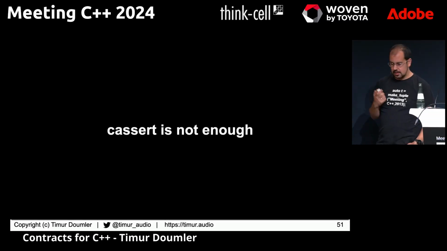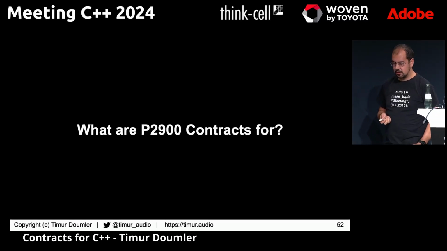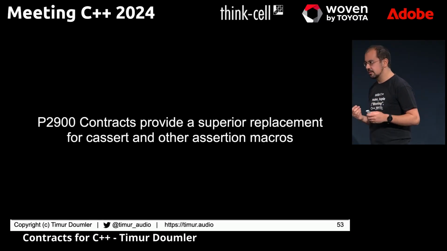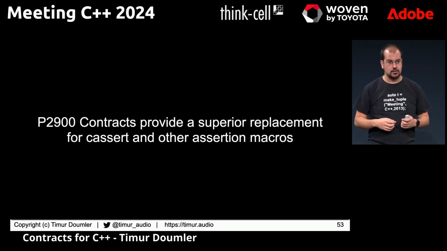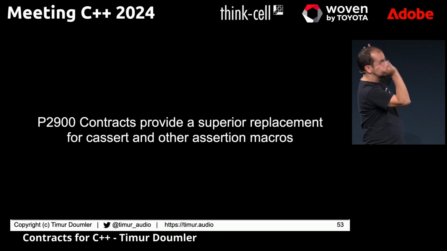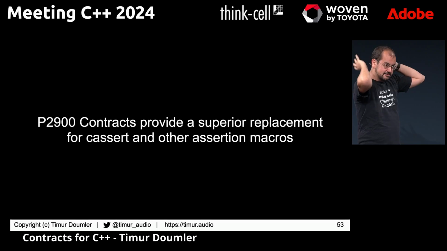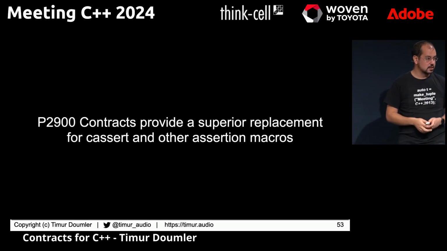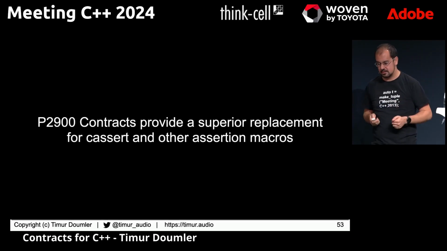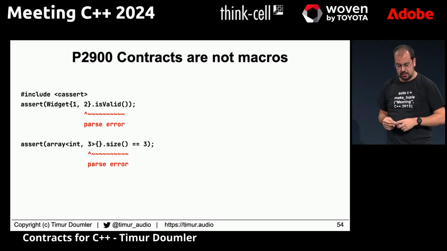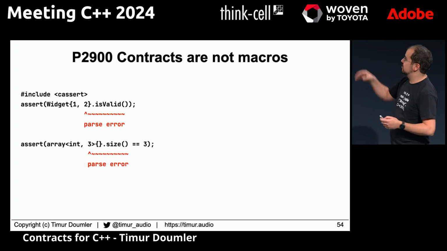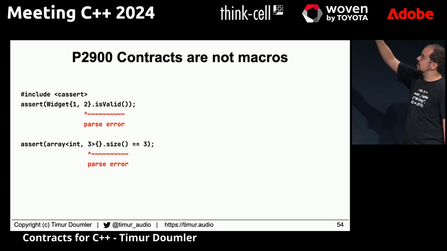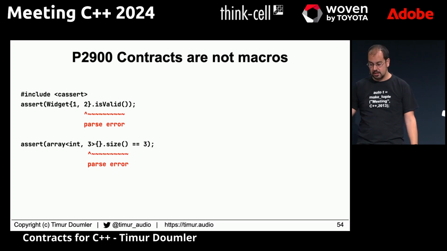So, then we get back to the question, what are P2100 contracts for? And here's another answer to this question. They provide a superior replacement for assert and other assertion macros. So this is really kind of the one-line raison d'etre for this feature. This is why we need this in the language, because macros aren't really a good solution. Here's an example. Macros don't know anything about modern C++ syntax. They don't know what curly braces or template brackets are, and if you have a comma in between, it's going to think it's the next macro argument, and your parser is going to break.